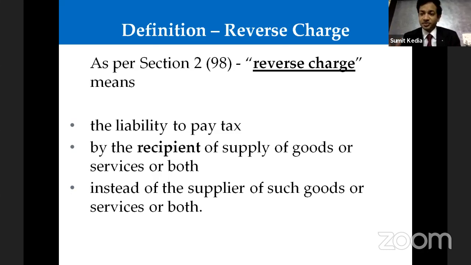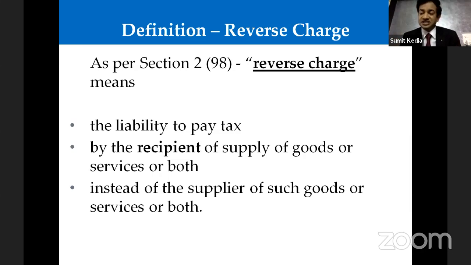In general parlance, in all indirect tax laws, it is always the supplier who pays tax. In case of reverse charge, the onus of paying tax to the government is shifted from the supplier to the recipient. This reverse charge is not only in India; if you see abroad, in many countries this concept of reverse charge is prevalent. So the reverse charge definition simply says the liability will be shifted from the supplier to the recipient.